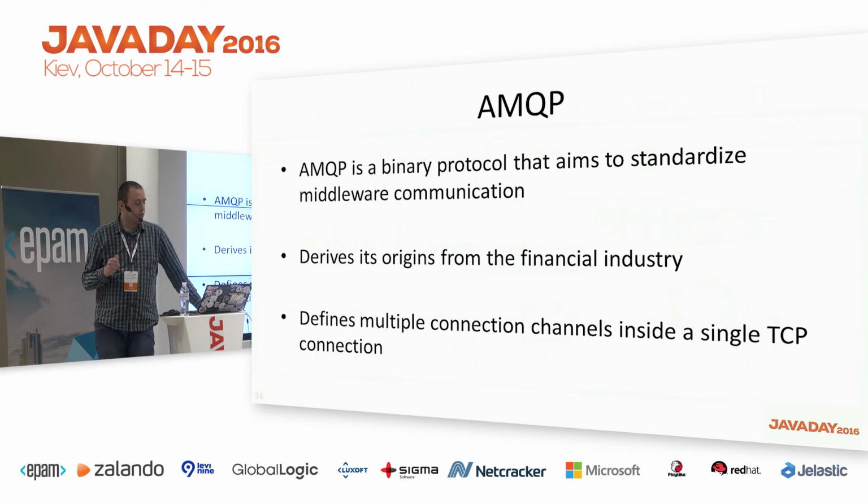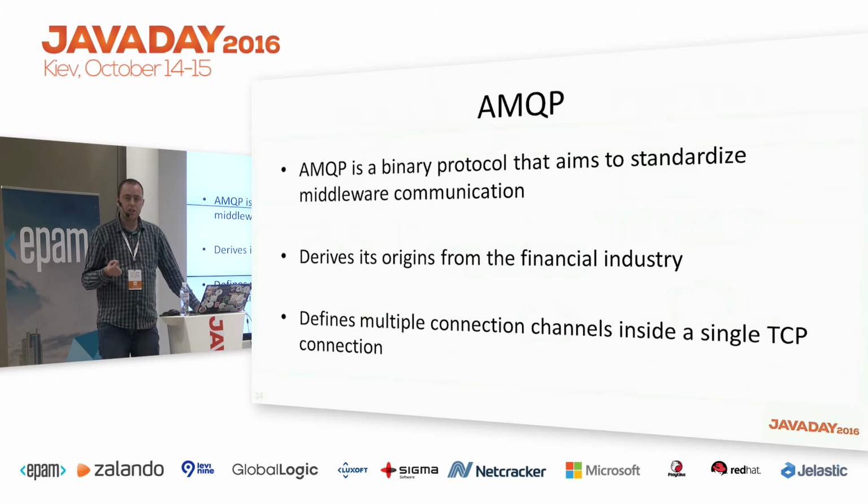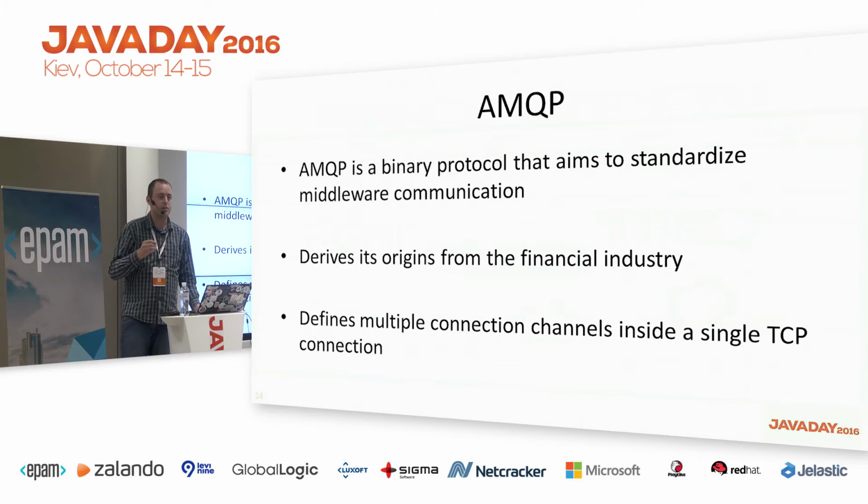AMQP in particular derives its origins from the financial industry, where there was a need to process a really high volume of messages for various financial operations. And in order to achieve that, the AMQP protocol defines the so-called channel. A channel basically is a virtual connection inside a single TCP connection that's more efficient than creating multiple TCP connections for connecting to the message broker.